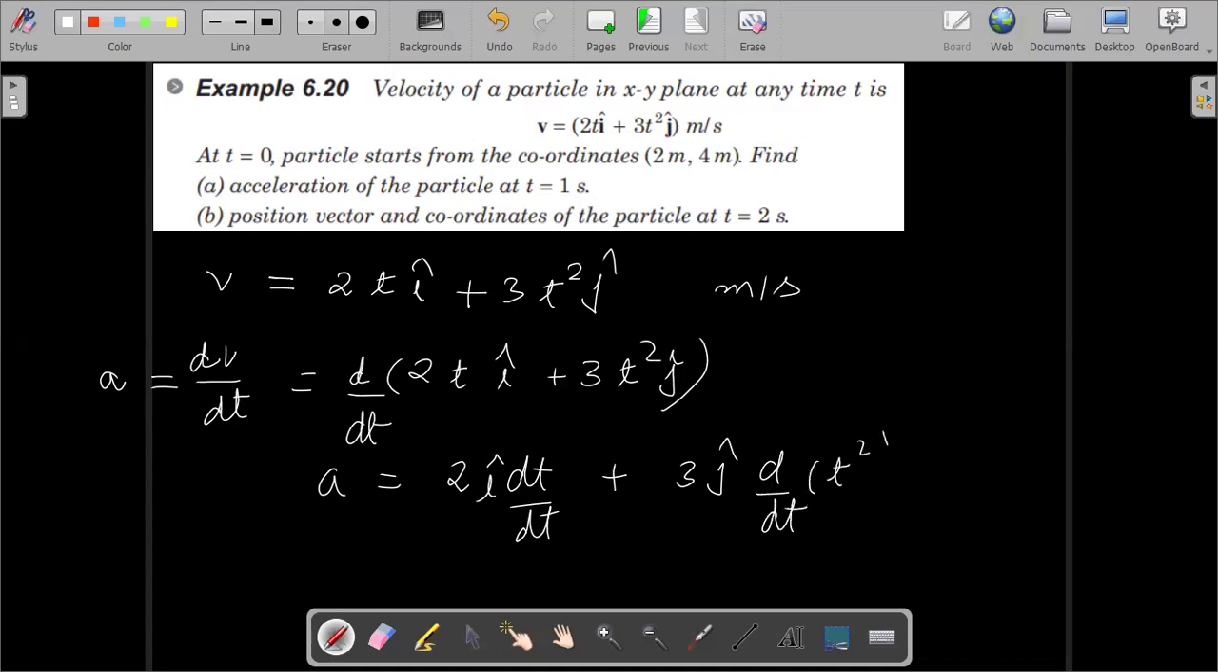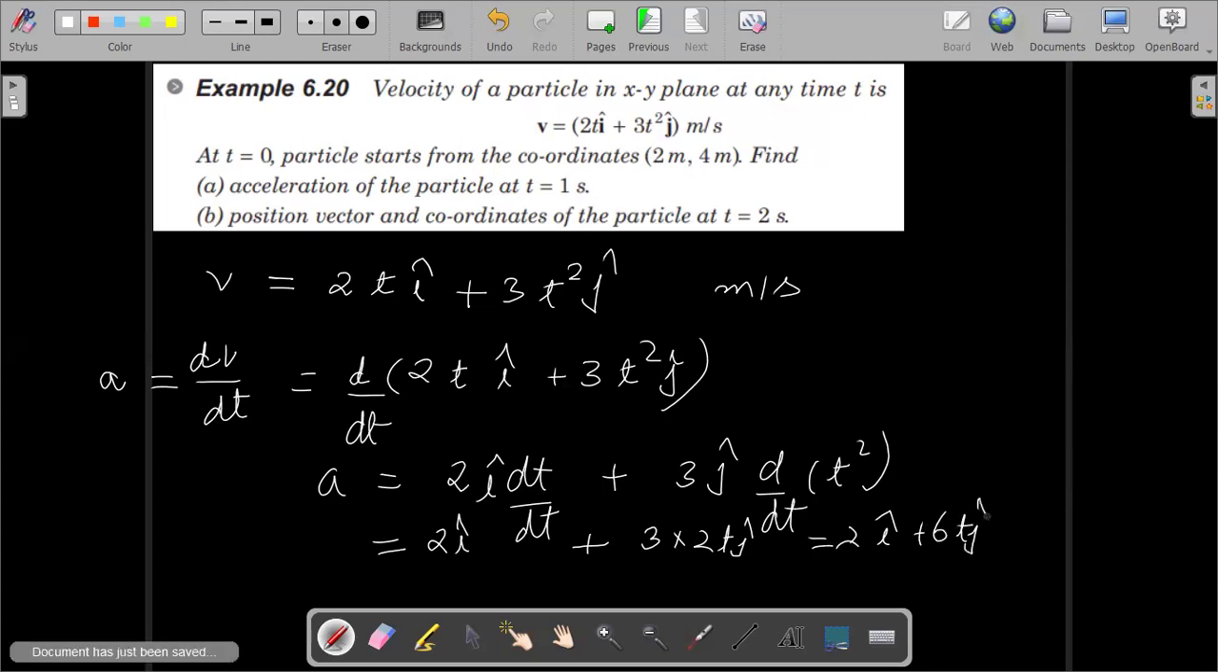And remember, you can't cancel this t and t. This is an operation which we need to perform by the differentiation. Here dt and dt can cancel, or even if you differentiate, you get 1. So here you have 2 i cap. Plus, if I differentiate this, I get 3 is already there, and differentiating t squared I get 2t j cap. So my answer is 2 i cap plus 6t j cap.